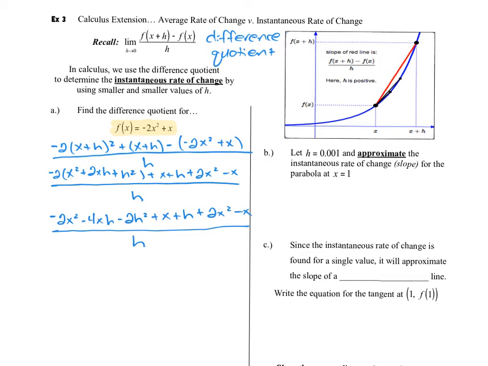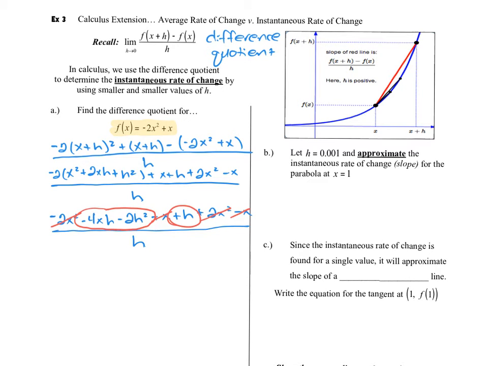Now let's start some canceling. I can see that my -2x squared is going to cancel with my positive 2x squared. I can see that my positive x is going to cancel with my negative x, and I'm left with a negative 4xh minus 2h squared, and I'm left with a positive h.